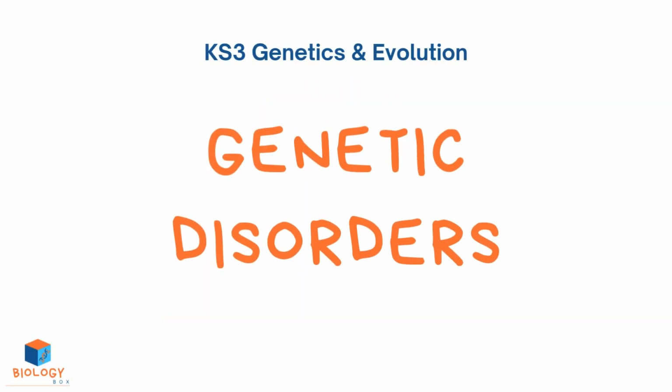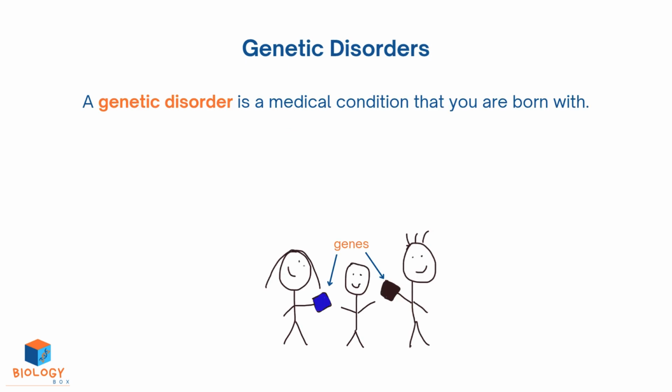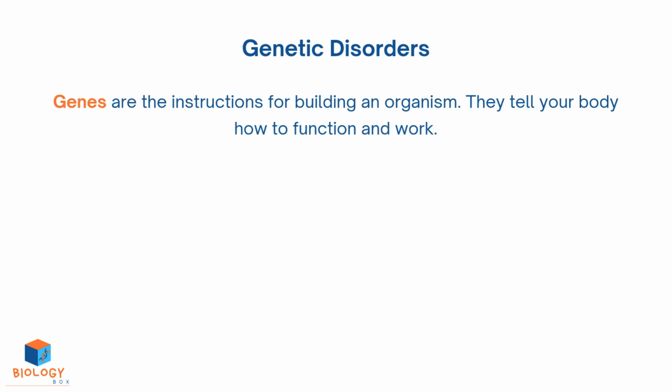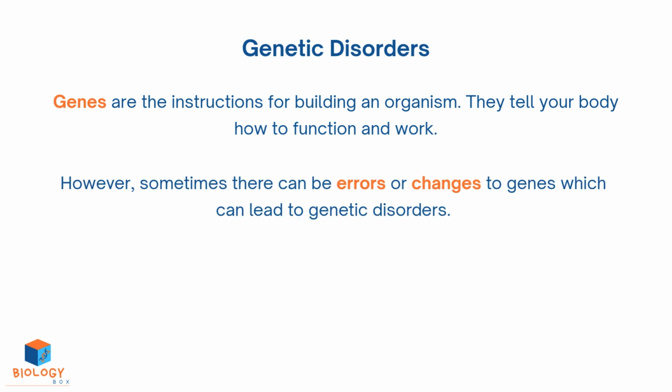Genetic disorders. A genetic disorder is a medical condition that you are born with. Genetic disorders are inherited, which means they are passed down from parents through genes. Genes are the instructions for building an organism. They tell your body how to function and work. However, sometimes there can be errors or changes to genes which can lead to genetic disorders.